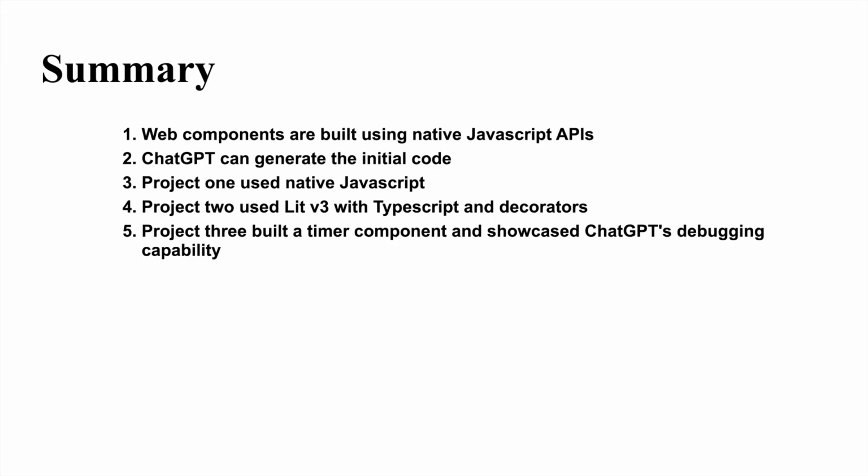In summary, we learned that web components are built using JavaScript APIs native to modern browsers. Next, we saw how to use ChatGPT to generate the initial code. We created a project using vanilla JavaScript with no imports, other than Vite. In our second project, we took advantage of TypeScript and Lit to simplify our first project. Finally, we built a timer component to demonstrate a more complicated project and how to use ChatGPT to assist in correcting software errors.